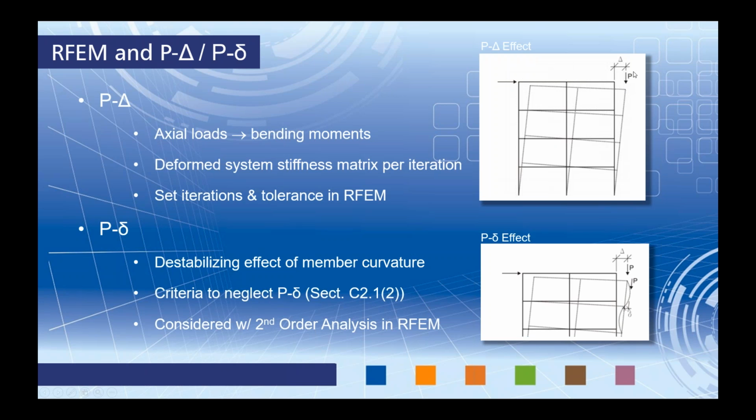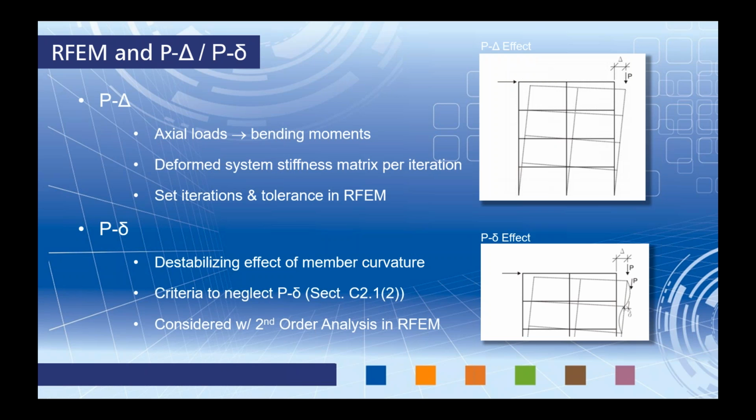And for the first iteration, we're going to get some deformation of the structure. That's what we would call delta. So when we're looking at the second iteration, this axial load is now acting on the deformed structure, so we inevitably have a higher bending moment along these members that comes from P multiplied by delta. So in RFEM, we actually create the deformed system stiffness matrix for every iteration.